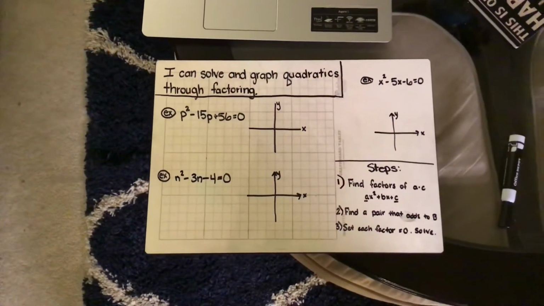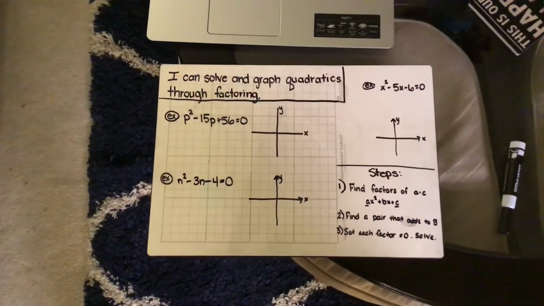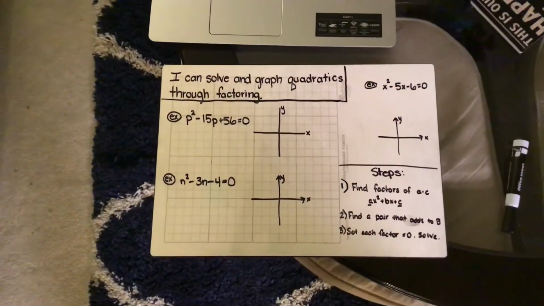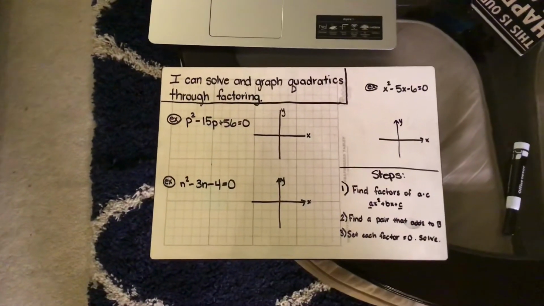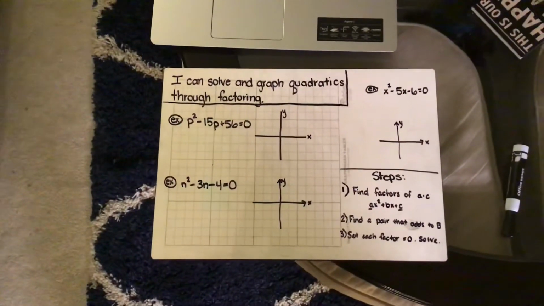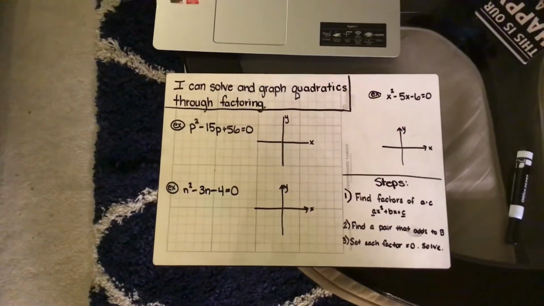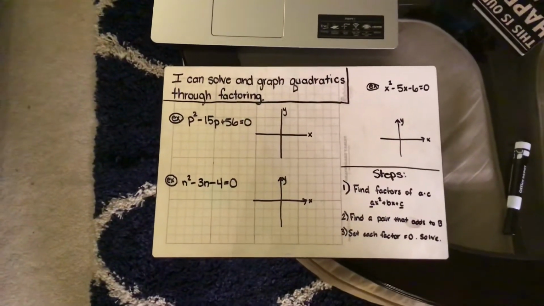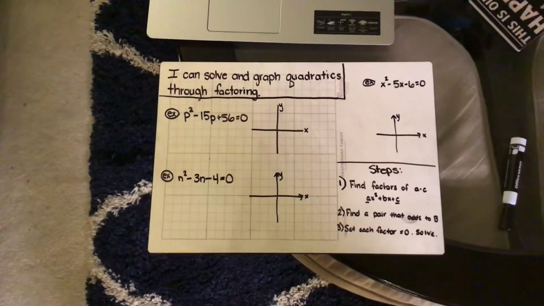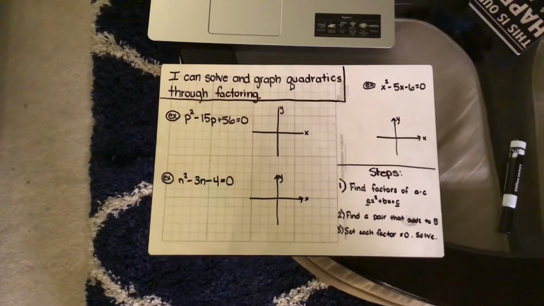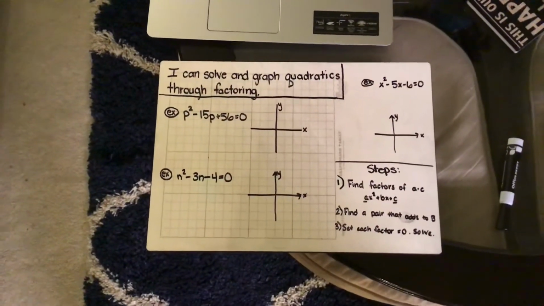Hey class, good morning. Our goal for today is to be able to solve and graph quadratics through factoring. I scoured the internet and couldn't find anything better than what I could make myself, so I made a small little lesson for you. Go ahead and copy all of this down on a separate sheet of paper, so you can stop the video, pause it, grab a separate sheet of paper and copy everything down. This will be part of your credits for today, so make sure that you are getting this copied down on a separate sheet of paper. Pause the video, and when you're ready, go ahead and resume.